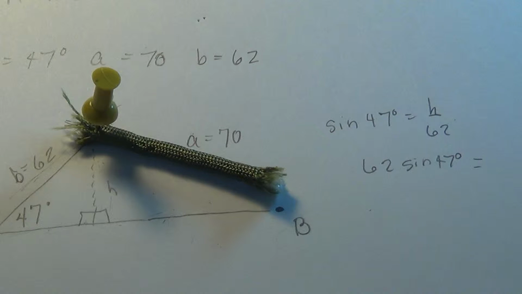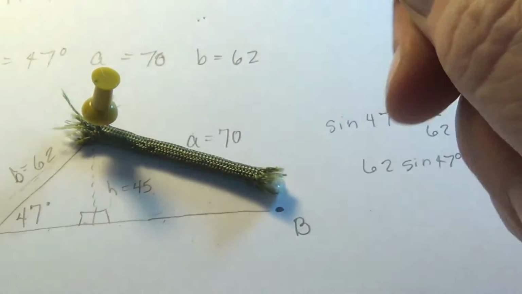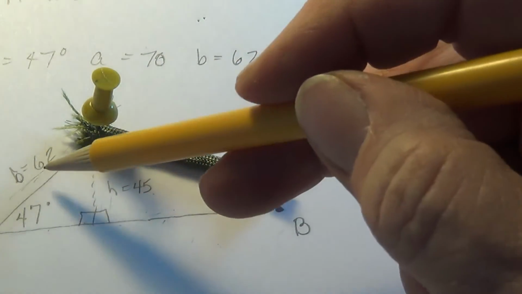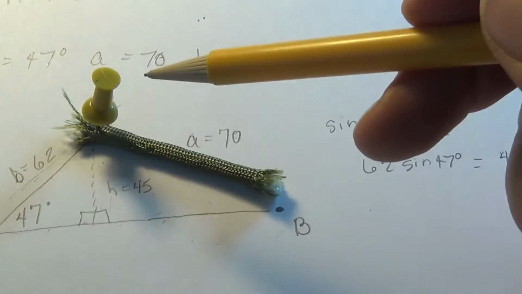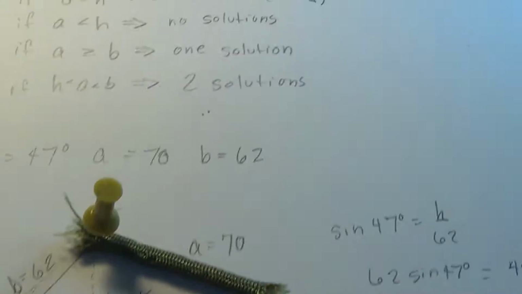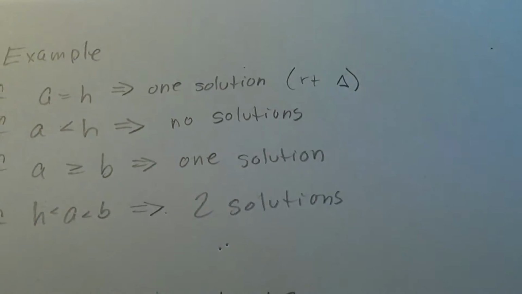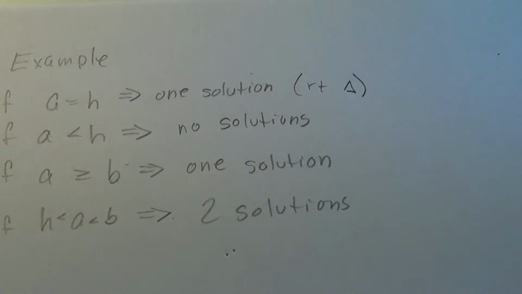And let's see what mode I'm in. Always the wrong one. I never remember changing it, but I'm always in the wrong one. Some rule of physics. 62 sine 47 is 45. So that tells me that the height is 45. So if the height is 45, what's the relationship between A, height, and B? You can see that A is greater than B, and they're both greater than the height. So back up here, we find out when A is greater than B, we have one solution.